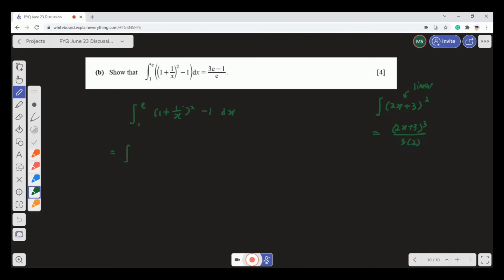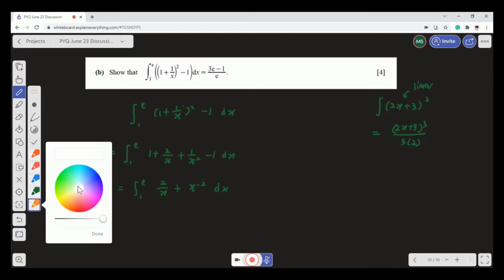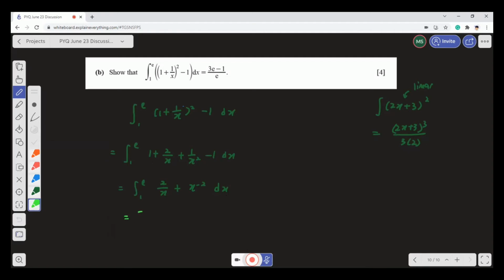The only way we can do is to expand, and minus 1 dx. So 1 minus 1 is gone. So 1 over e, 2 over x plus x negative 2 dx. Jiawen, how to integrate? 2 ln x plus x power negative 1 over negative 1. Yes. So we will get 2 ln x minus 1 over x, from 1 to e.